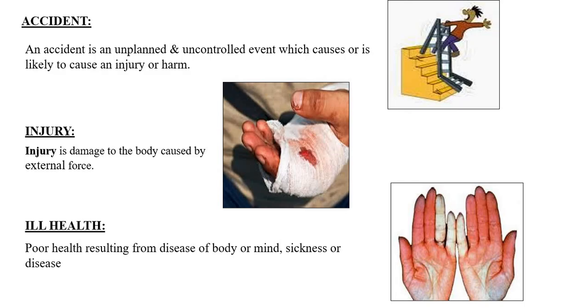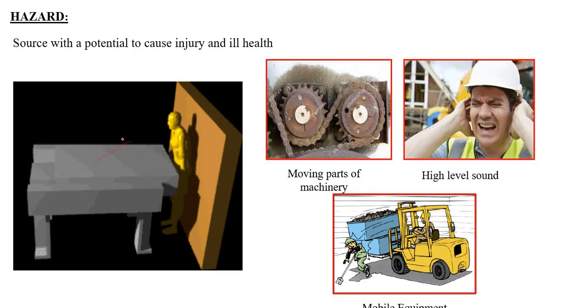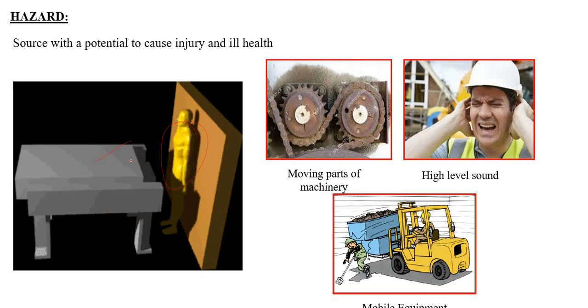So these are the other three definitions, because you people are familiar with this. And hazard. So hazard is any source with a potential to cause injury or ill health. Now in this picture, it clearly shows a reciprocating movement, which may have a chance to hit you. So here we call this reciprocating movement a hazard, because it may cause some kind of injury or ill health to us.